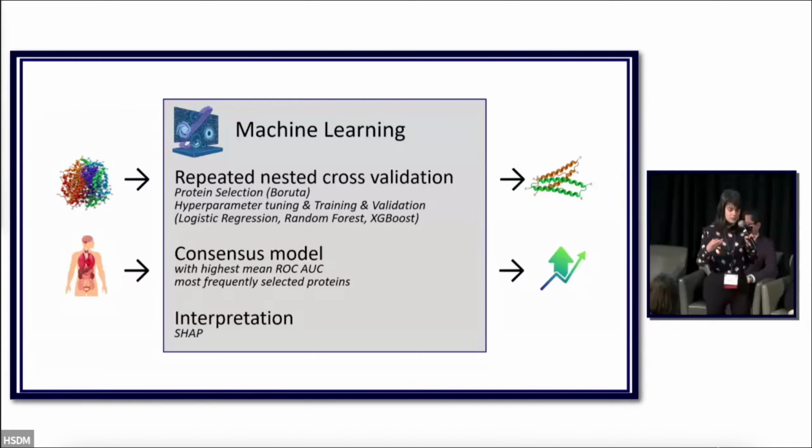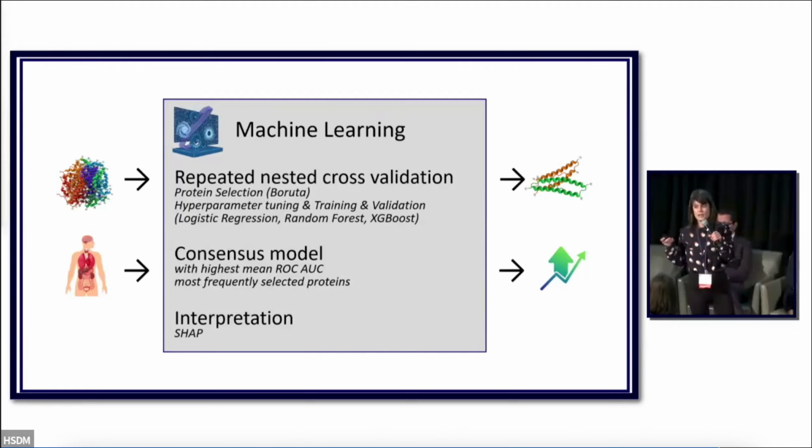So you do a split of the data, train on part of the data, validate on the rest, and then you do it again. And then, because we have many proteins, and we want to say what the most important proteins are, to pick some of them, that is where I use the protein selection algorithm, which is based on the algorithm named Boruta. It's a random forest-based algorithm.